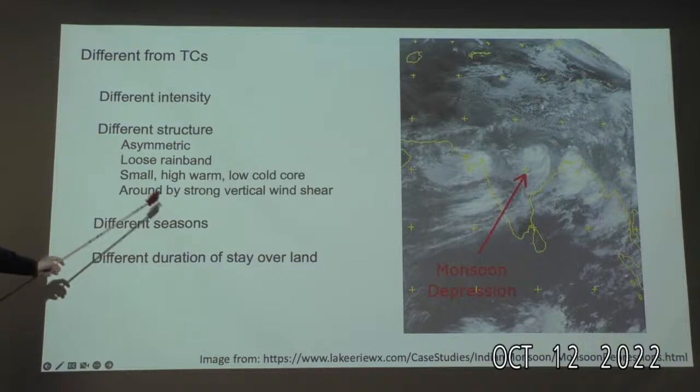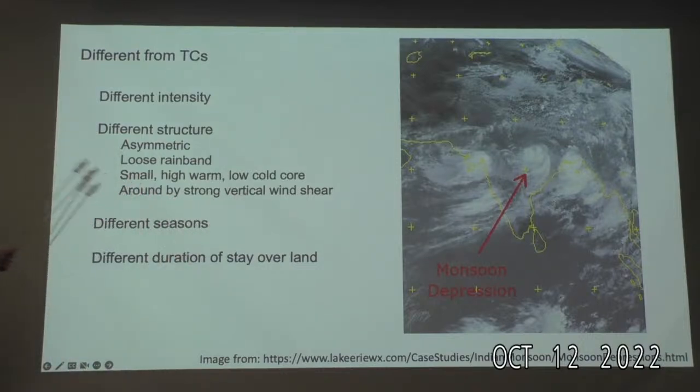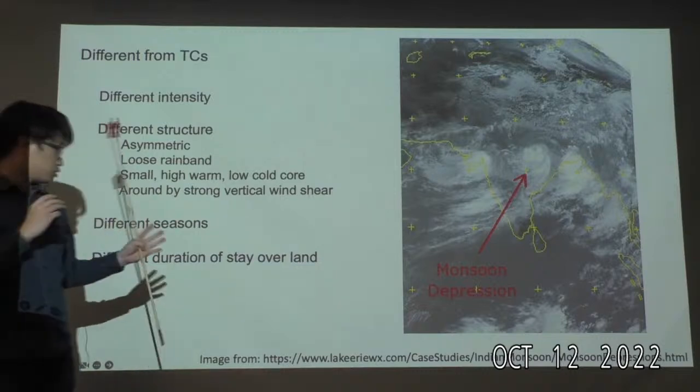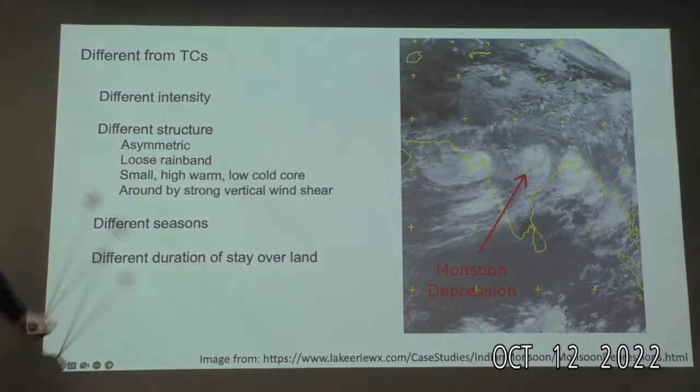And they usually have strong vertical wind shear, which we'll see later in the vertical cross sections. And the third difference is that they happen during different seasons. As for TCs, they usually happen in the late summer or autumn, or fall. But as for monsoon low pressure systems, they usually happen during summer, from June to September.